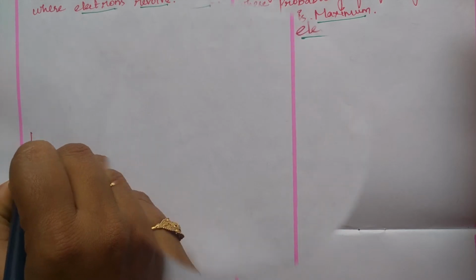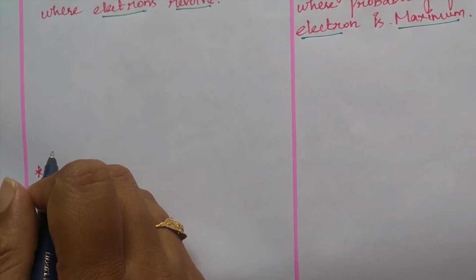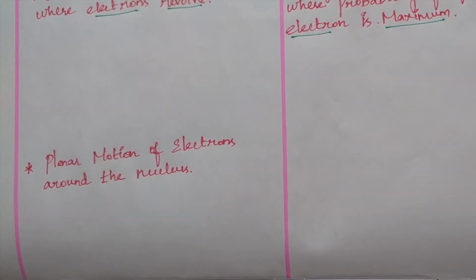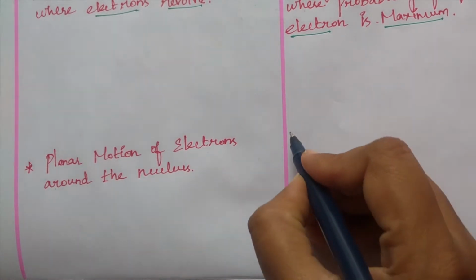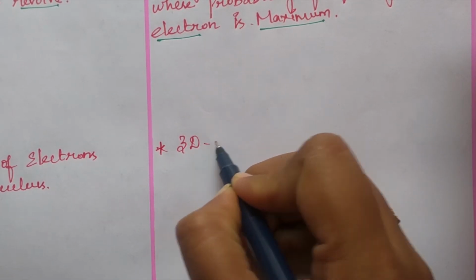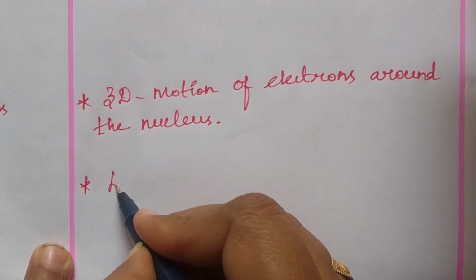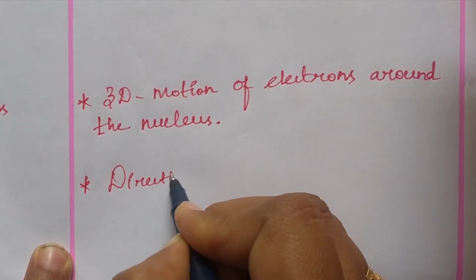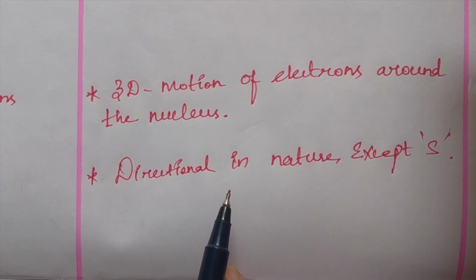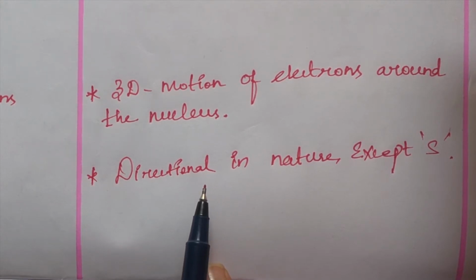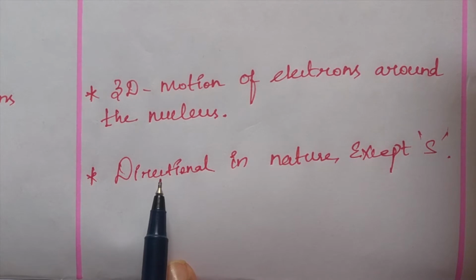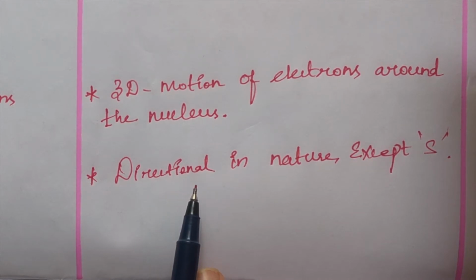The second point: an orbit is a planar motion of electrons. An orbital is a 3D motion of an electron around the nucleus. An orbit is non-directional, while an orbital is directional in nature. Here there are totally 4 orbitals: s, p, d, f. Except s, the other 3 orbitals are directional in nature.